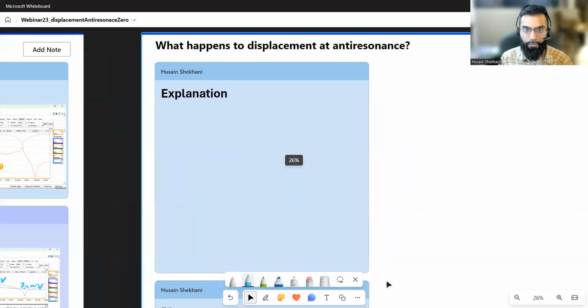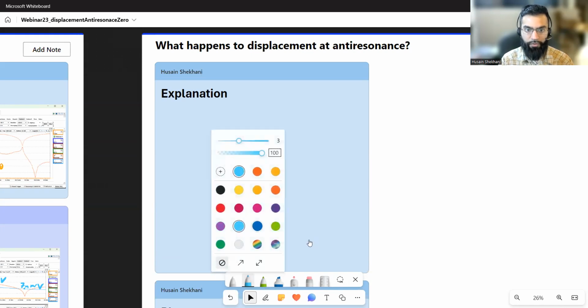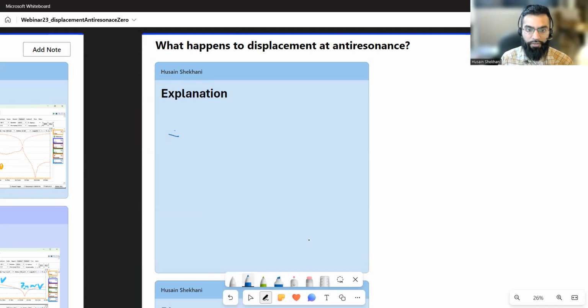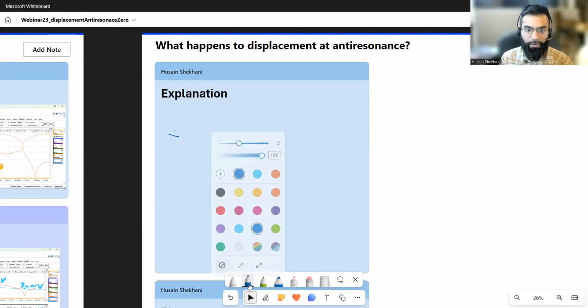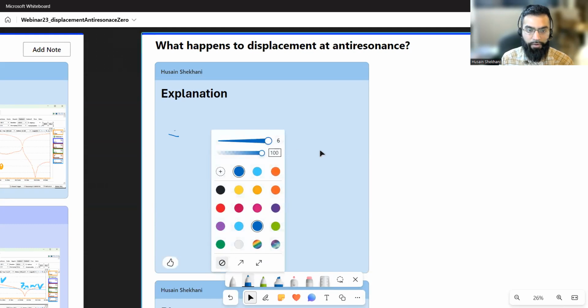So why does displacement not get affected by the electrical anti-resonance? The easiest way I can show it to you is using the equivalent circuit. And let's get a bigger pen here.